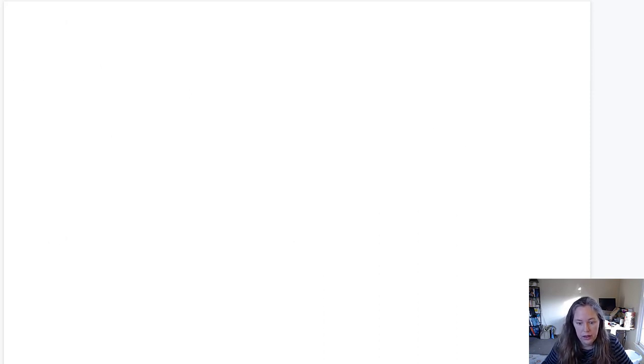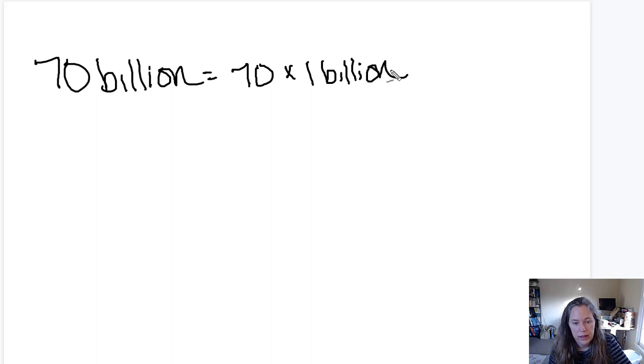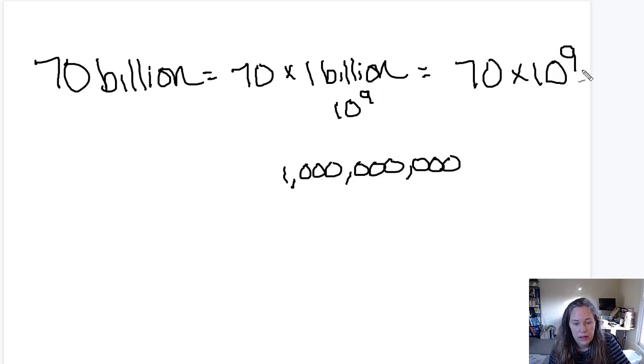So let's try 70 billion. Okay, 70 billion. Now this is not going to be scientific notation. It's okay. It is going to be 70 times a billion. Okay, so you either know that a billion is 10 to the 9th, or you write out a billion and you count 9 zeros. And it's going to be 70 times 10 to the 9th. Okay, so this is acceptable right now.